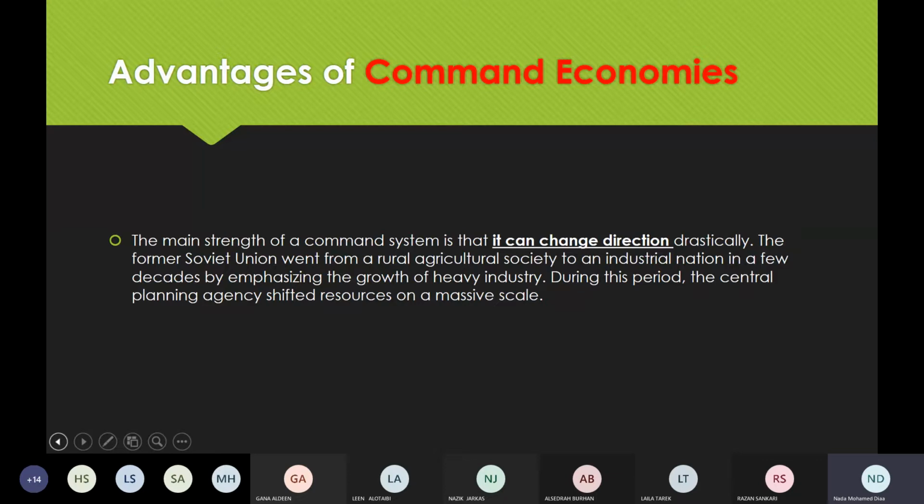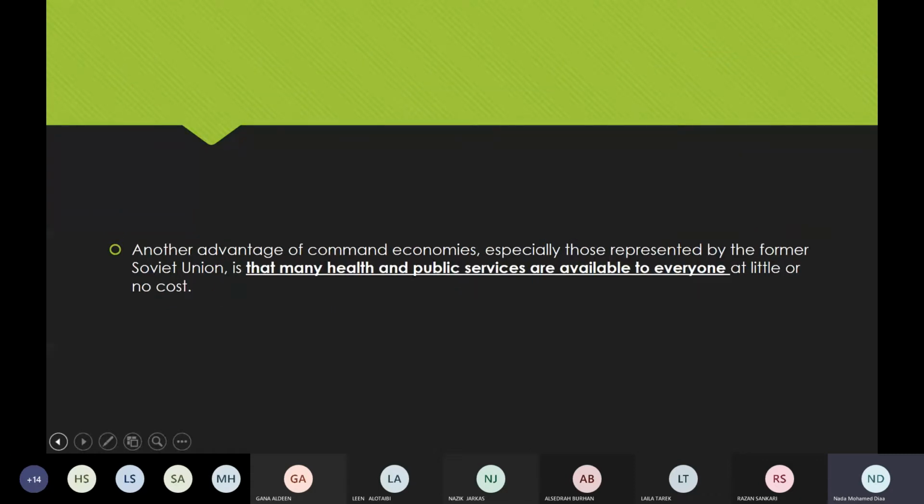In the command system, one advantage is that it can change direction drastically. The former Soviet Union went from a rural agricultural society to an industrial nation. When the leader of the Soviet Union decided to build army equipment and industrialization, he stopped agriculture and moved the whole country to be an industrial nation. Another advantage is that it provides health and public services. When someone retires, he gets paid by the command economy.